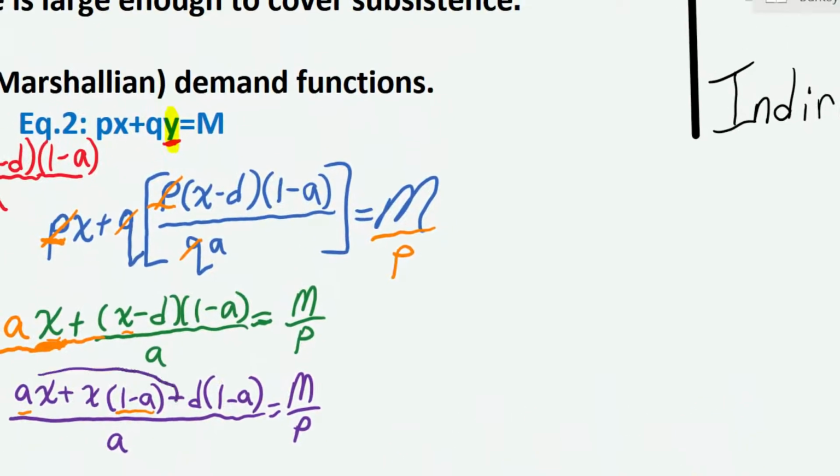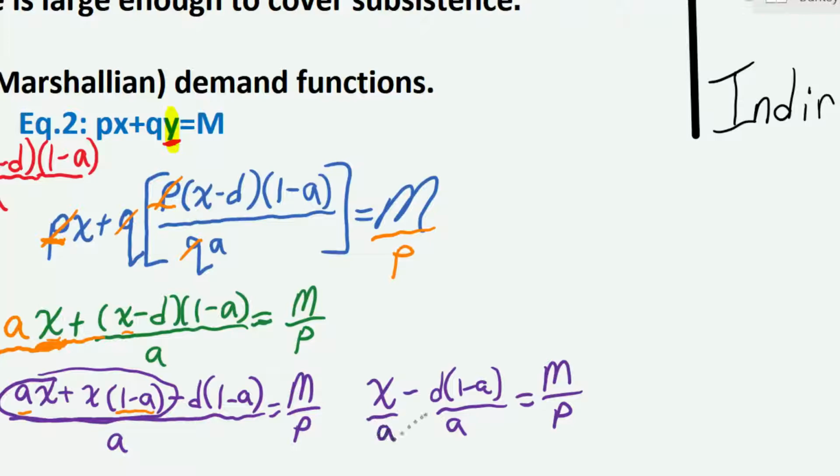So here we have 1x, and then over here we have minus d times 1 minus a over a. So x minus d times 1 minus a over a equals m over p. Oh, sorry, that's x over a there. I apologize for that. So those are all still on the numerator of that equation.